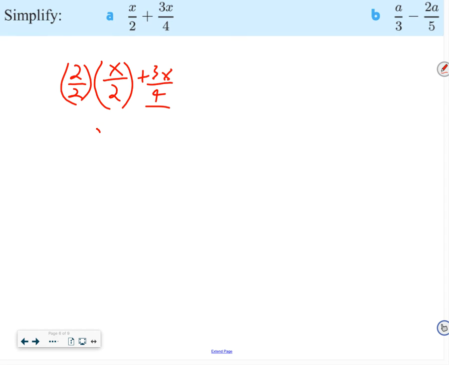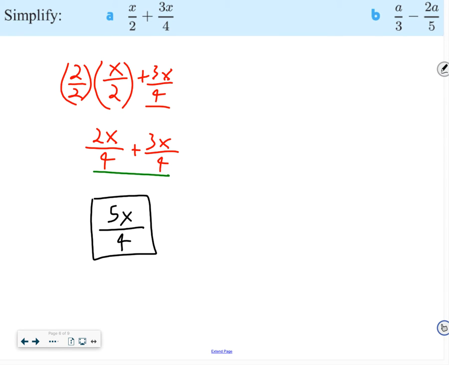So as I multiply this out, I get 2x over 4. Don't want to simplify it, because the whole reason I did that was so I get a common denominator. Now that I've made sure I have my common denominator, I can add them up. 2x plus 3x is going to give me 5x over 4. No common factors, so that's my final answer.